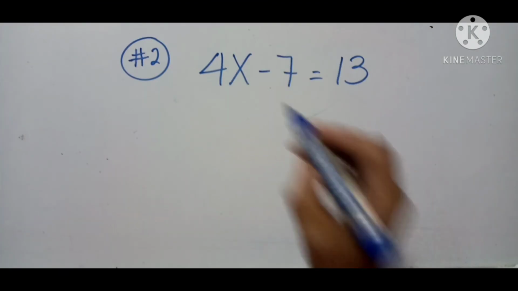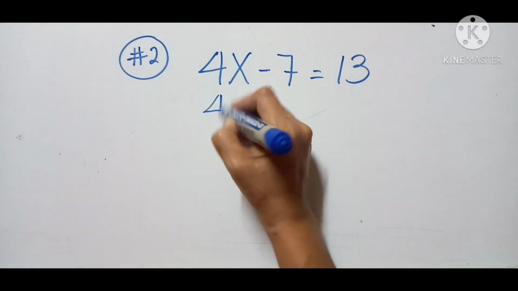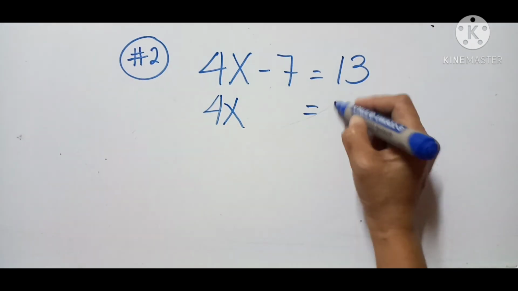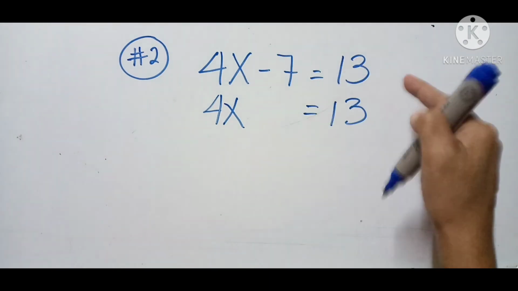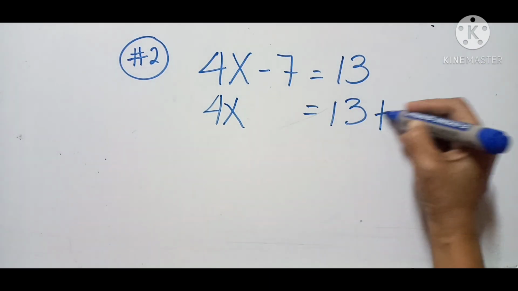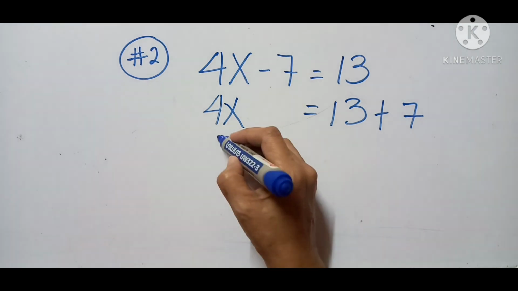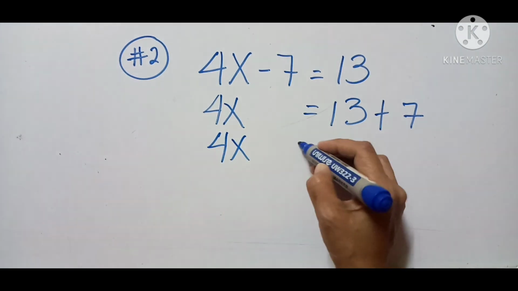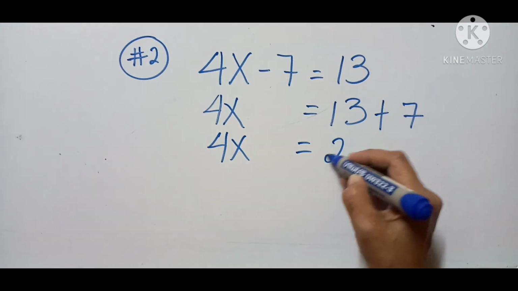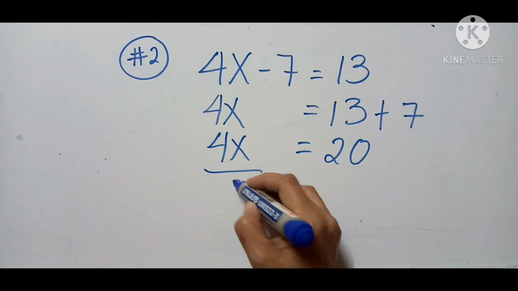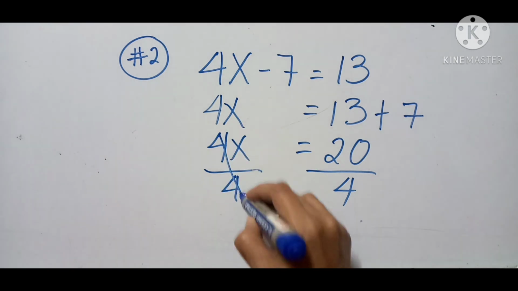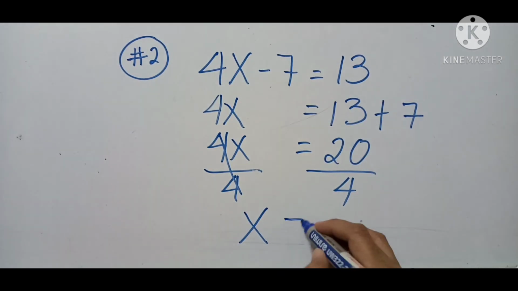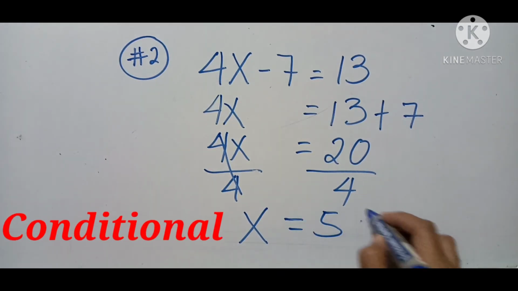Next example. We have 4x minus 7 equals 13. So copy the 4x, then copy the 13 because it's a constant. You're going to transpose negative 7 from negative to positive. So you may now get the sum of 13 and 7, which is 20. So both left and right should be divided by 4 so that x will remain to get its value. So 20 divided by 4 is 5. So it's conditional.